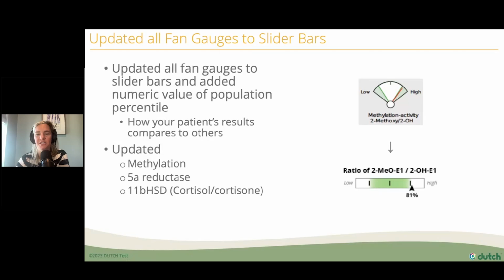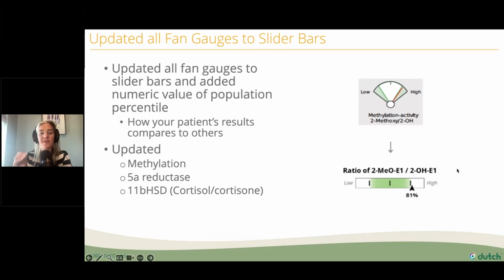This is the methylation slider, but now you'll see that there's an addition of a number down below. Now, the data that's presented with these two different visuals is exactly the same. There's no change in the lab. There's no change in what we're reporting. But what's showing you there with the number is where someone falls on the population percentile. And that's what it showed as a fan gauge as well. We just didn't give you that actual number.